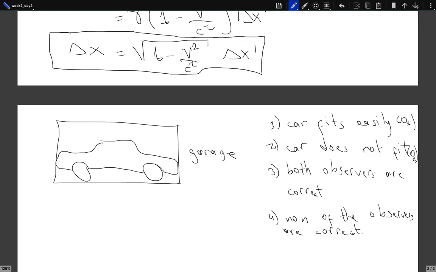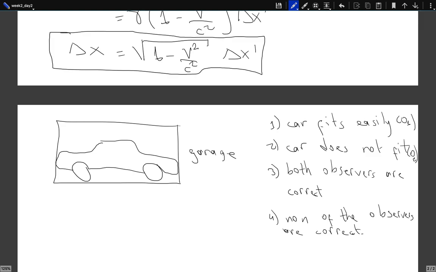So observer 1 is the observer fixed in the reference frame in which the garage is at rest. Observer 2 is the observer fixed in a reference frame in which the car is at rest. So how many of you say that it is 1? How many of you say that it is 2? How many of you think that it is 3? How many of you think that it's 4? Well, both of them are correct.